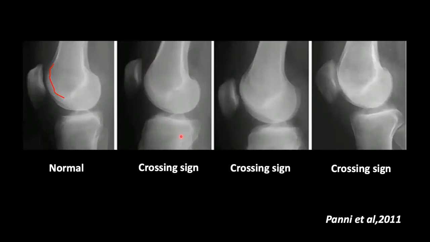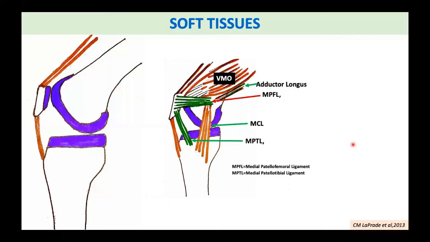So this is the crossing sign. This is called the crossing sign. And then the two condyles are asymmetrical here again. The crossing sign is again present here, and both the condyles are hypoplastic. So these are several examples of trochlear dysplasia as seen in the normal X-ray.